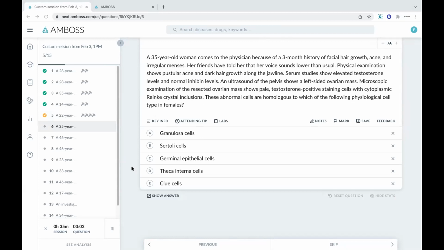Which of the following are similar to Leydig cells? Leydig cells work with luteinizing hormone. Luteinizing hormone also works in which of these cells?